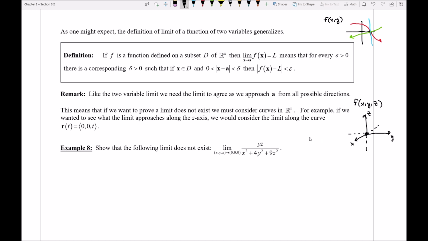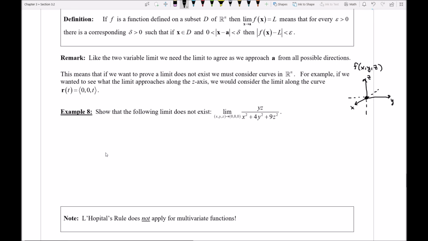So notice how this works with something like example number 8. Okay, here I have a function. You can imagine this as my f of x, y, z. It's yz over all this stuff down here. And I want to do a limit of this as x, y, z approaches 0, 0, 0. Now, the first thing to note is that all of this stuff here is again equal to f of x, y, z, which for the sake of argument, let's just call k. So this is technically like a formula with 4 variables in it.